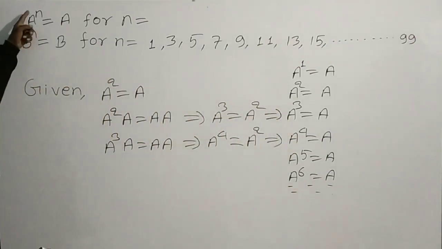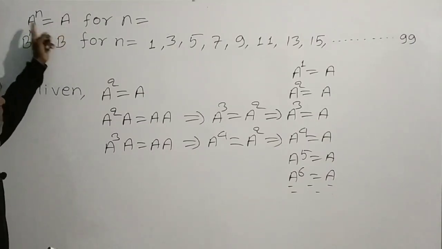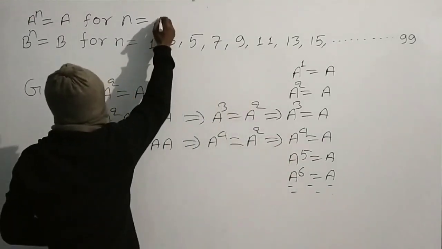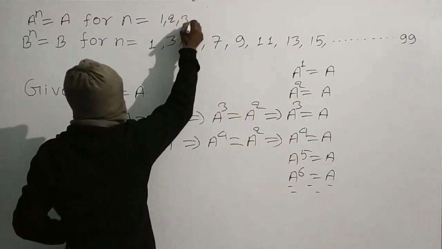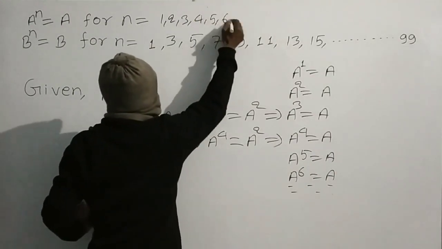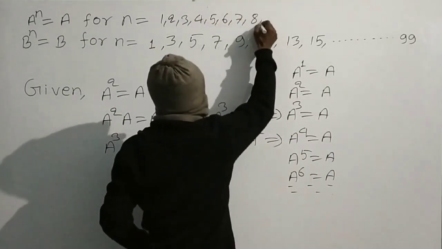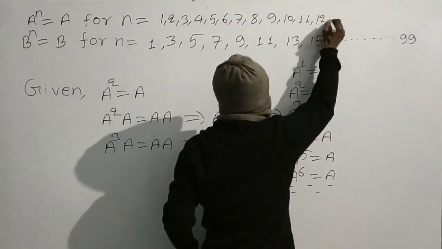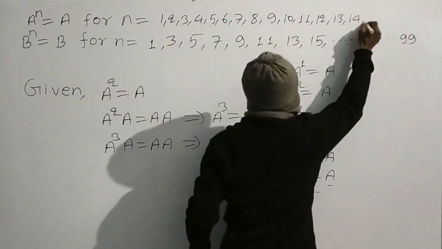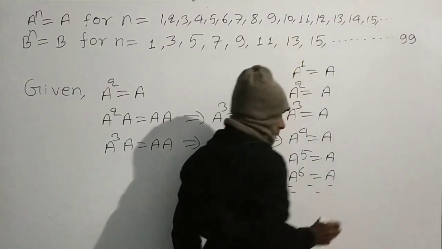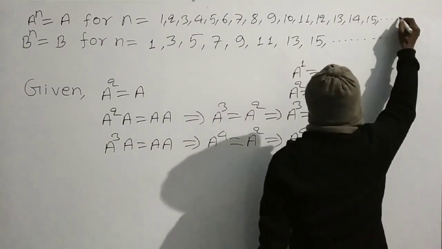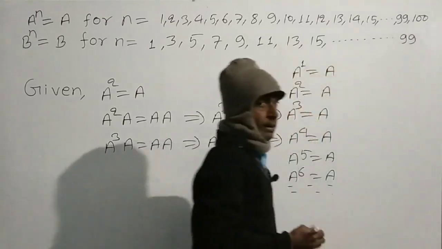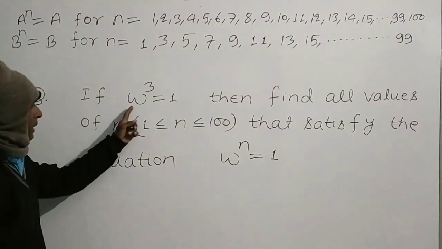Therefore, the values of n that can satisfy this equation will be 1, 2, 3, 4, 5, 6, 7, 8, 9, 10, 11, 12, 13, 14, 15, and so on up to 99, 100.